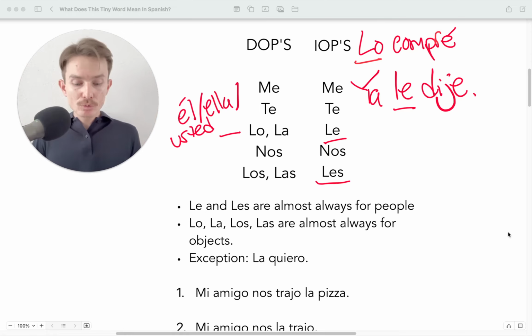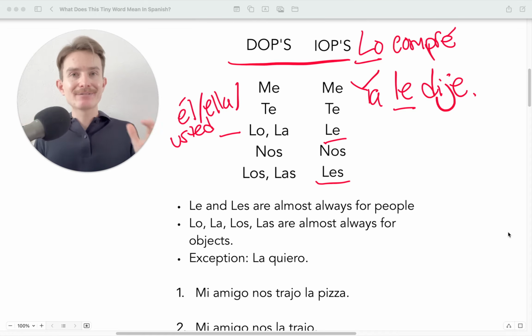Now, the whole reason that we even use object pronouns is simply because I don't want to have to say big, long words in all of my sentences. So, let's say I'm talking about the refrigerator, right? El refrigerador. I don't want to have to keep saying that. I don't want to say, compré el refrigerador, y el refrigerador, blah, blah, blah. It's a mouthful. So I can turn that word, el refrigerador, into an object pronoun.